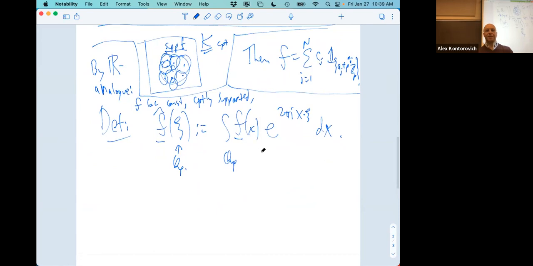So the function is from Qp to C. The function takes values in C, and this is a function that takes values in C. But the arguments are in Qp. That's right.